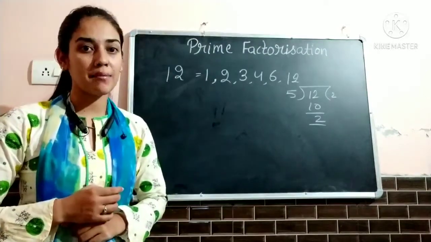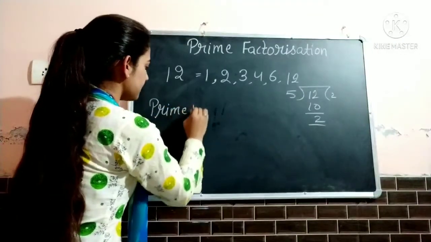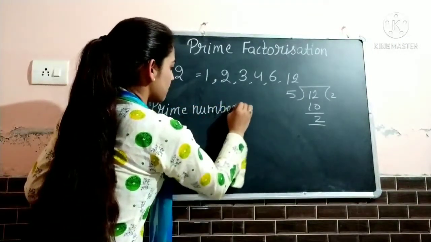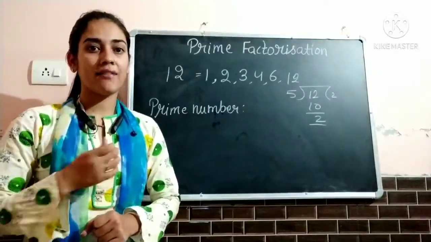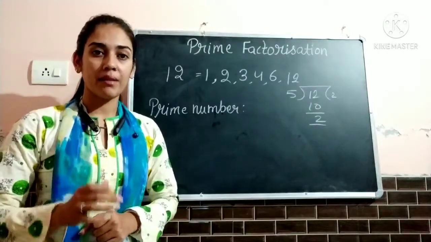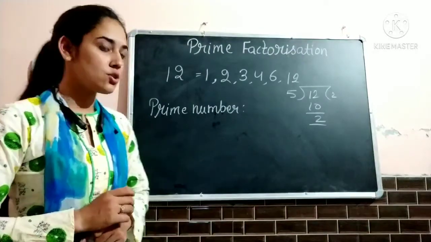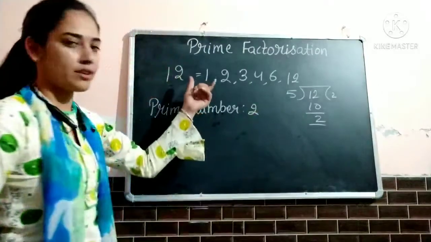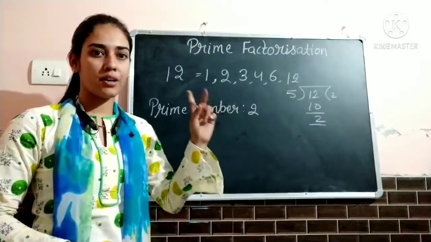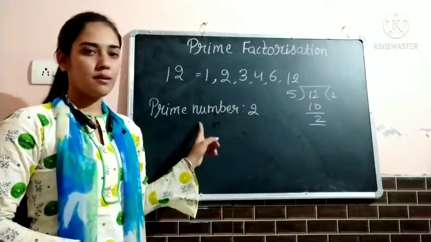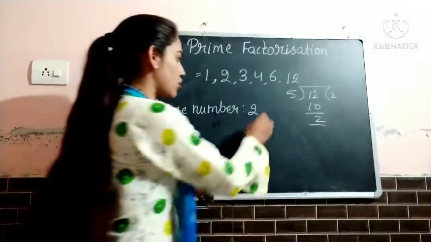Now let us move to prime numbers. What is a prime number? Prime numbers are those numbers that have only two factors. Like if I say 2, we have already discussed what a factor is and how to find factors. So the factors of 2 are 1 and 2, only two factors, so 2 is a prime number. 3 also has only two factors, 1 and 3, so 3 is also a prime number.